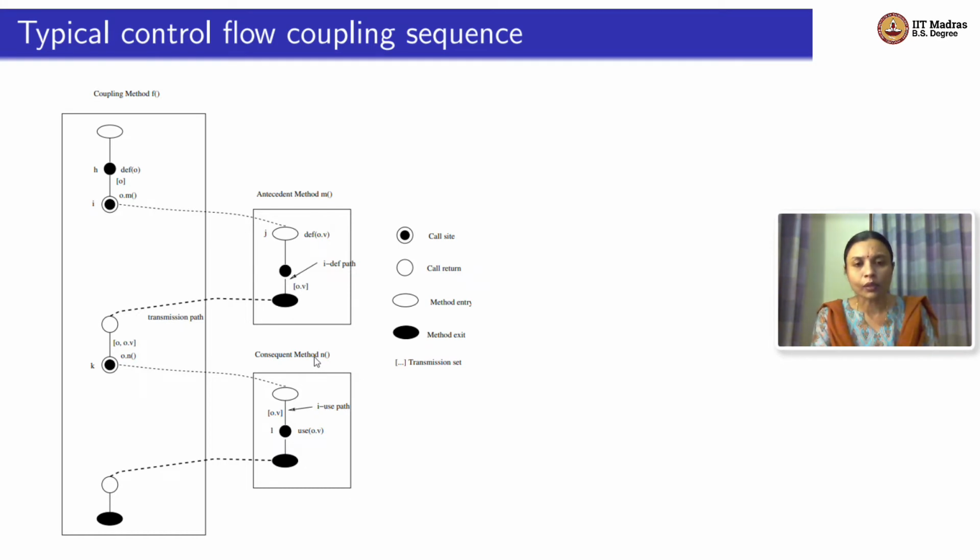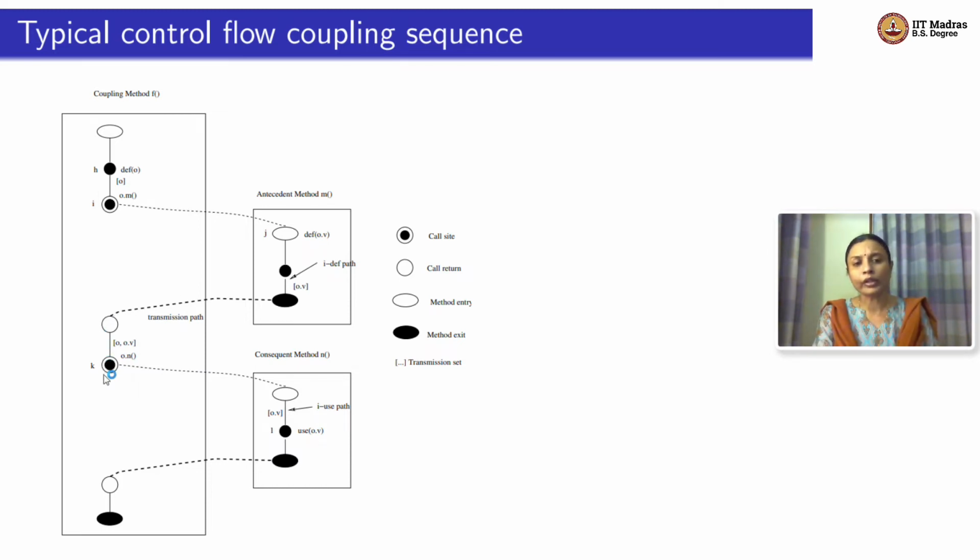Why is it called the consequent method? Because whatever the antecedent method m defined, the consequent method is going to use that value. So the definition occurs in the antecedent method. The use occurs in the consequent method, and the consequent method passes the control back to f. So there is the initiating method, the starting method, which we call the coupling method f, that goes through some code, defines a particular object, and at some point calls a method. That particular method uses an instance of that object, redefines an instance of that object, then control passes back to the coupling method.